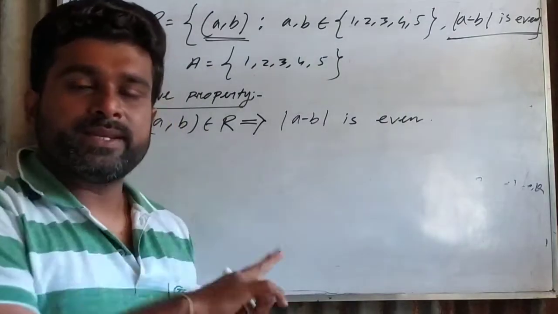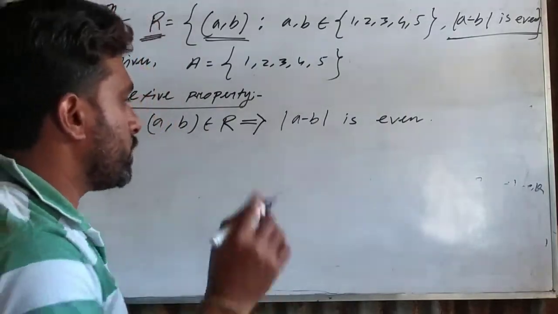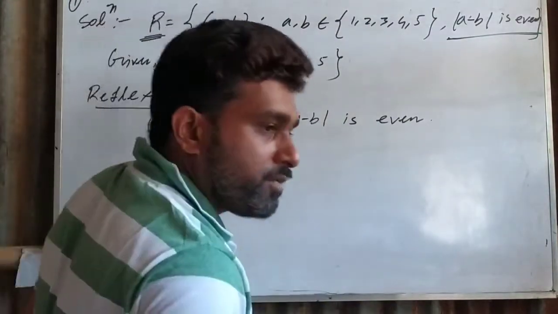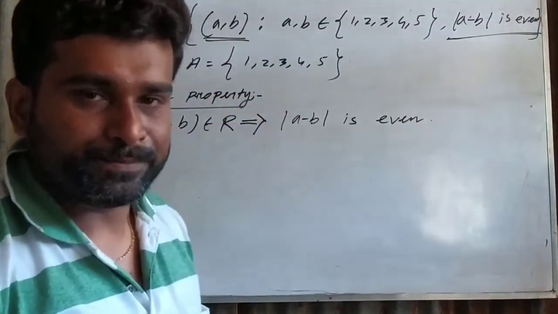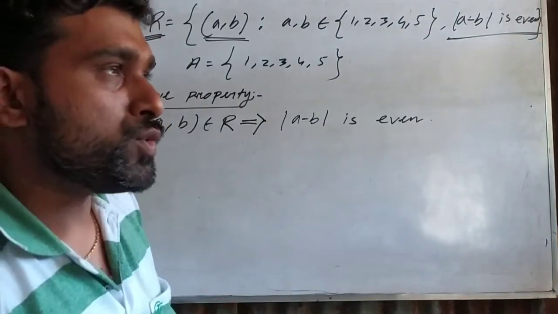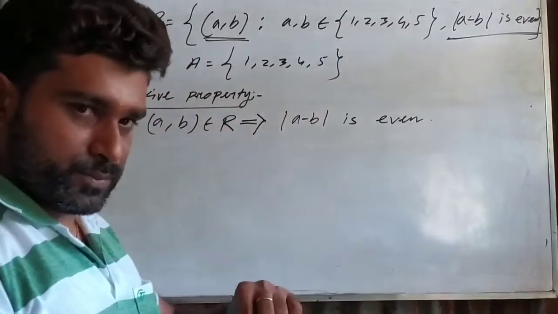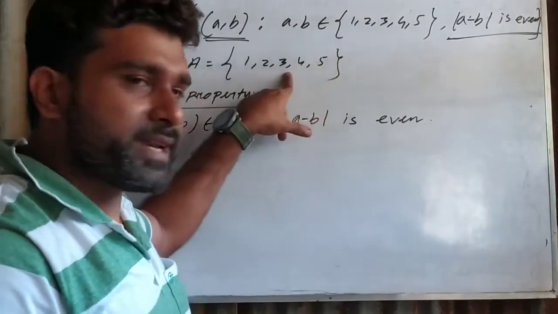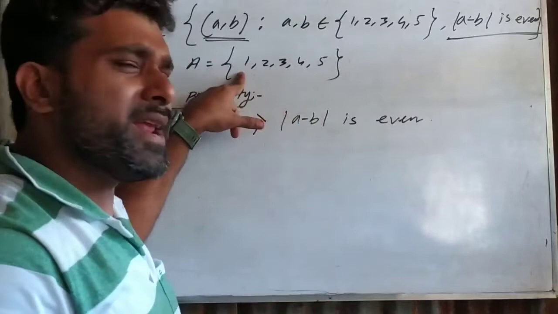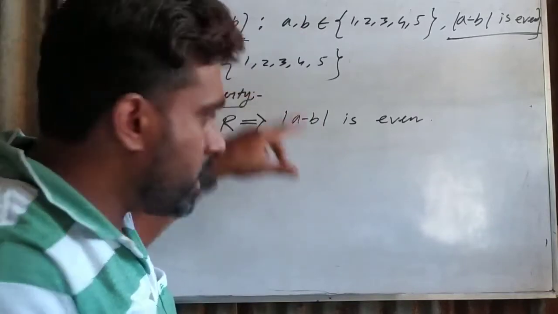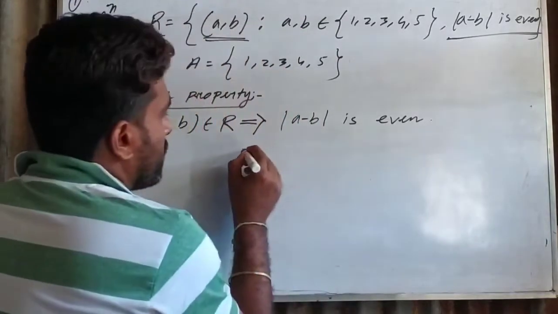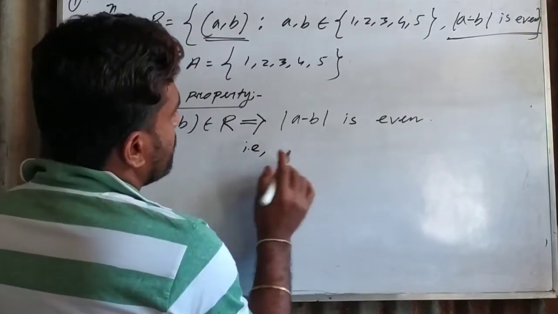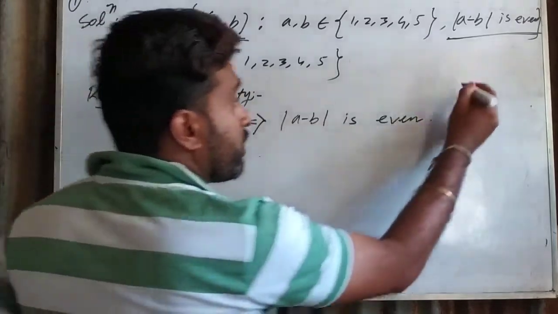a minus b is a. So here you can see, the modulus of a minus b should be even. If you choose the values of a and b, you can choose a and b values from this set, whatever it is. You can choose any number from this set. Just you can solve. You can check in the graph also.